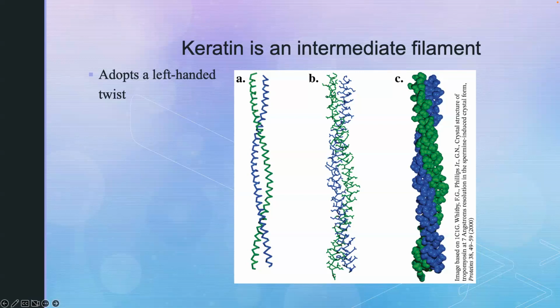So if we think about keratin, it forms something called a coiled coil, which is a dimer of alpha helices. So you have two alpha helices that will twist together. And it adopts something called a left-handed twist, and it only forms a secondary structure. And that secondary structure, again, those alpha helices, is supported by hydrogen bonds.